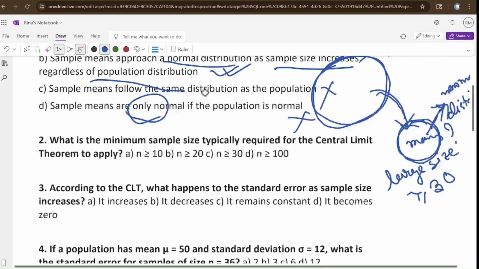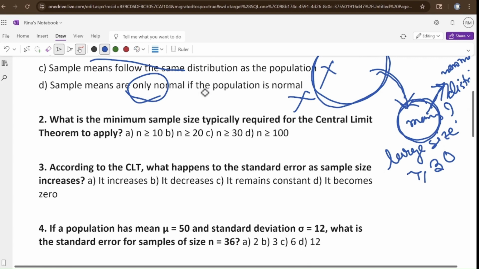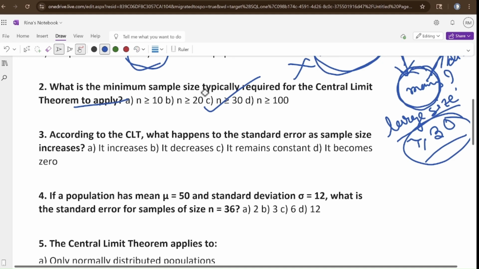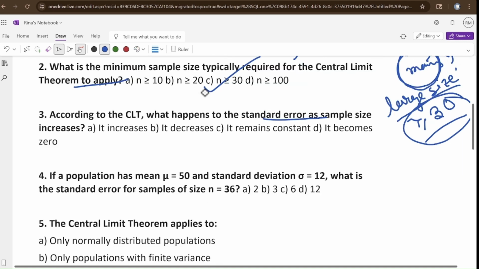Okay. Second question. What is the minimum sample size for the theorem to apply? I have already said greater than or equal to 30. Okay. A large sample size is generally considered like this. If the sample size is greater than or equal to 30, that means it is a larger size and it will follow the normal distribution. Third one. According to the theorem, what happens to the standard error as sample size increases? Error will become lesser, so it will decrease.